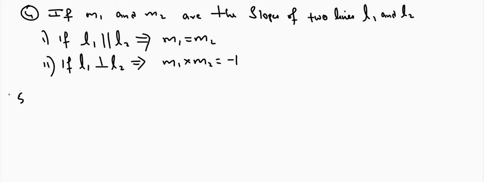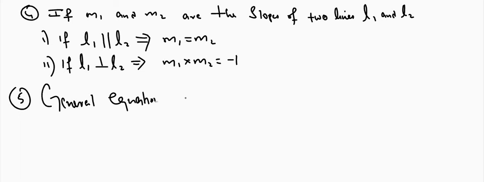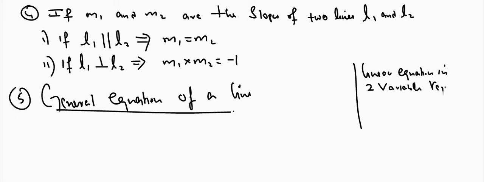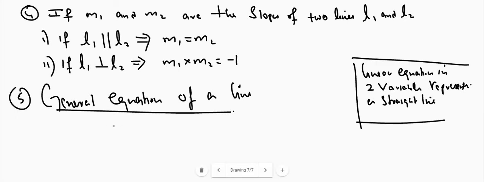And we have to know the general equation of a line. In your class 10th, we have studied that a linear equation in 2 variables always represents a straight line. Then the general equation of a line will be a linear equation in 2 variables. You can write it as ax plus by plus c equal to 0.